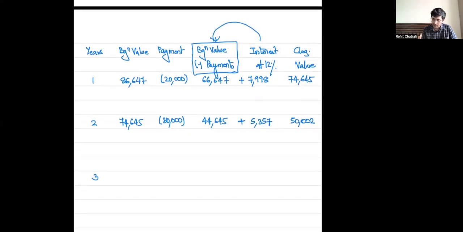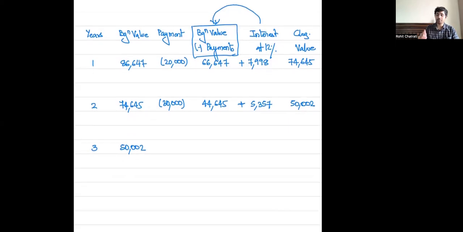The ending value for year 2 will become the beginning value for year 3. The beginning value for year 3 will therefore be 50,002 rupees. And at the beginning of year 3 only, I am making a payment of 50,000, and therefore I'm actually having a beginning value less payment.